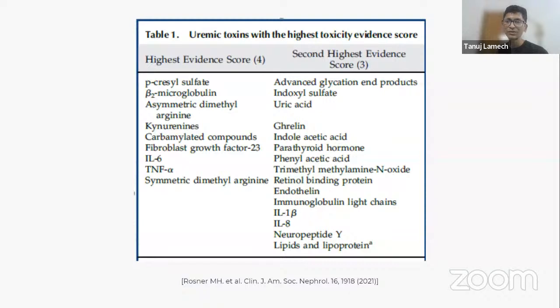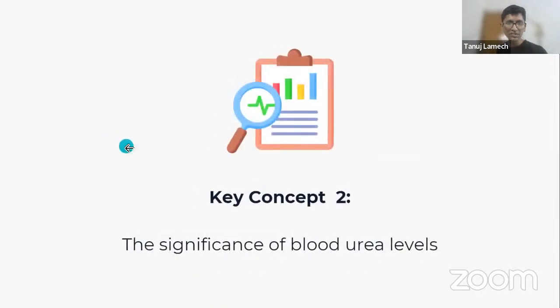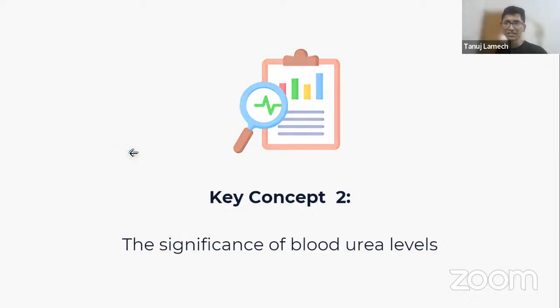So we actually do not know what is the biochemical basis of uremia, and we are unable to quantify it, which is why we look to urea. So key concept number 2 is: what is the significance of blood urea levels?